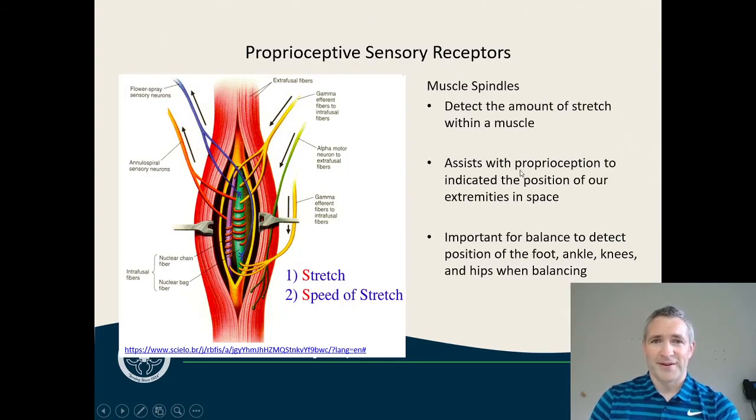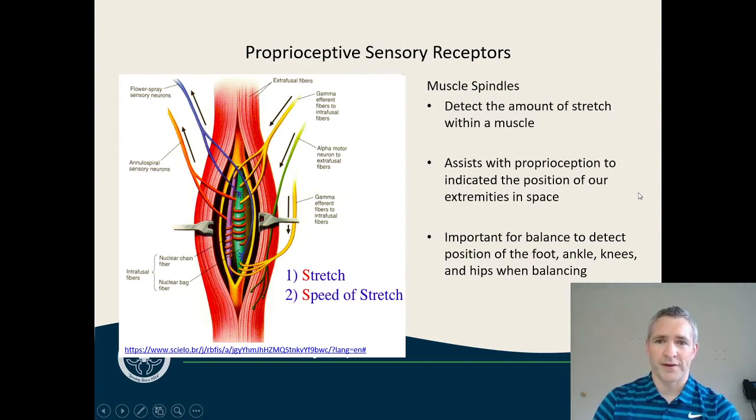All right, the last component of balance is our peripheral sensation, our proprioception. So I talked about muscle spindles before. They detect how much those muscle fibers are stretched, kind of how fast they're stretching. And this helps us just identify where our extremities are in space.